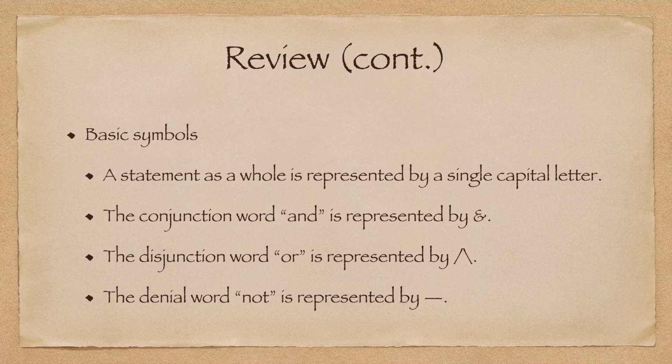After defining logic and explaining what a statement is, we learned the basic principles of logical notation. So far in our study, we have learned 4 kinds of symbols. First, we represent a whole statement with a single capital letter. Second, we represent the conjunction word, which is and, with the ampersand. Third, we represent the disjunction word, or, with a caret. And fourth, we represent the denial of a statement with a dash preceding the statement letter.